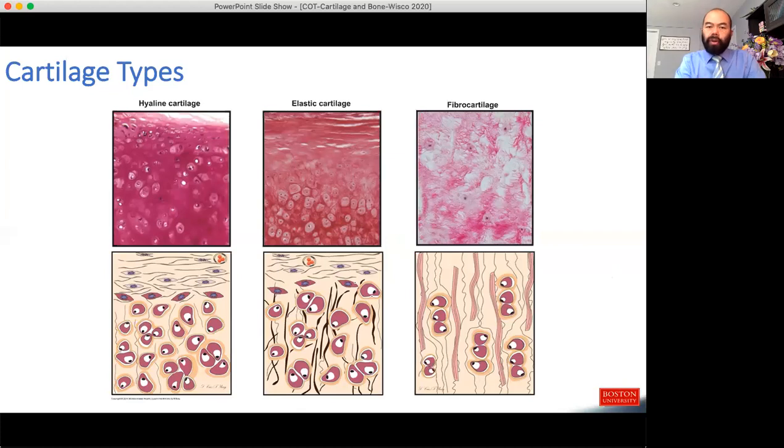Okay, so we have three different types of cartilage with different functions. So we would expect to see three different types of morphologies, and that's exactly what we see. I want to direct your attention to the cartoons at the bottom first. The first thing you should notice is that we have cells that are sitting in their lacuna.